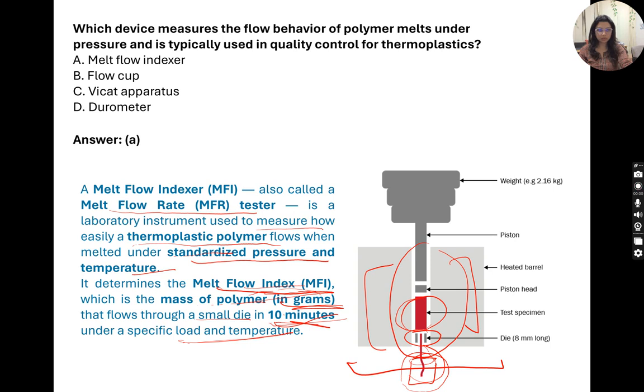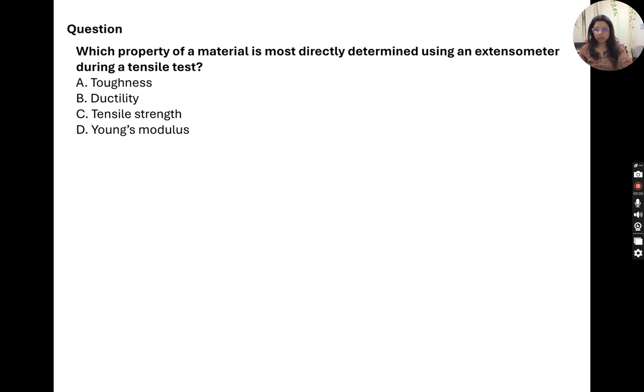Okay, let's move forward to the next question then. It is asking which property of a material is most directly determined using an extensometer during a tensile test. So it is a question on tensile testing. Which property is most directly determined: the toughness, the ductility, the tensile strength, or the Young's modulus?